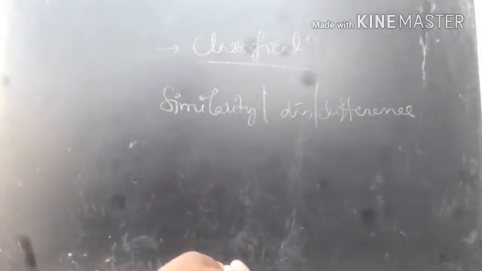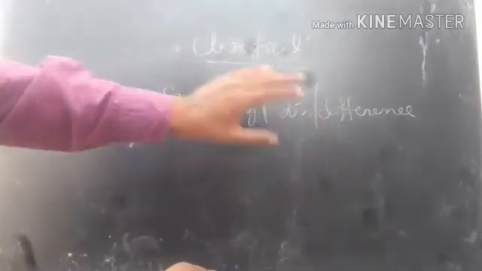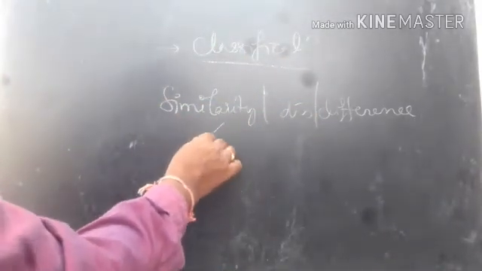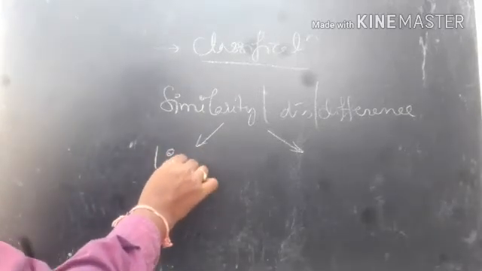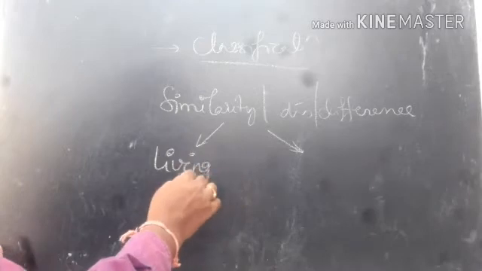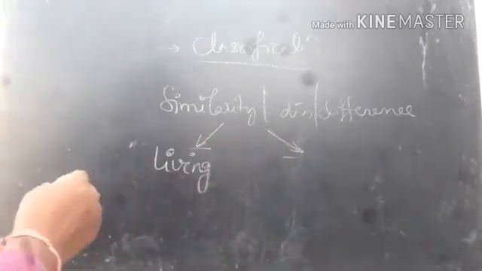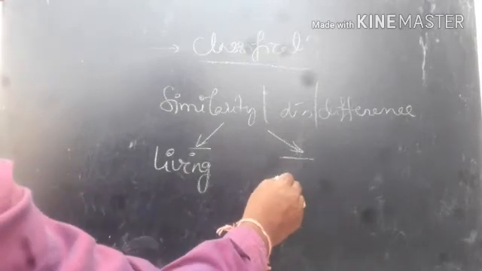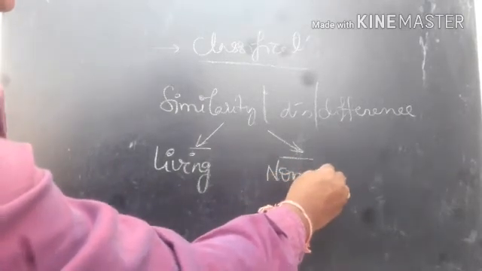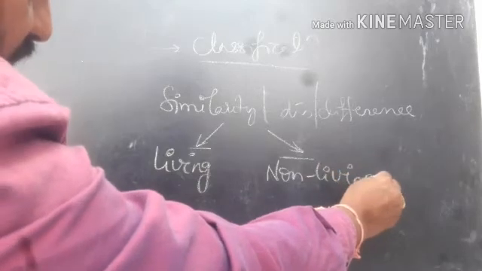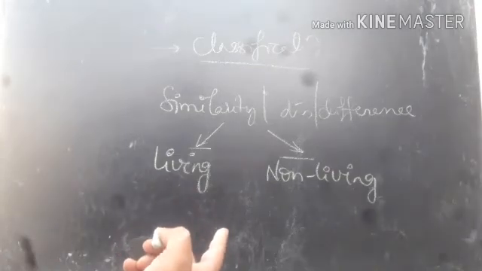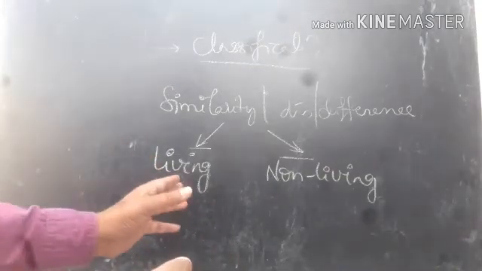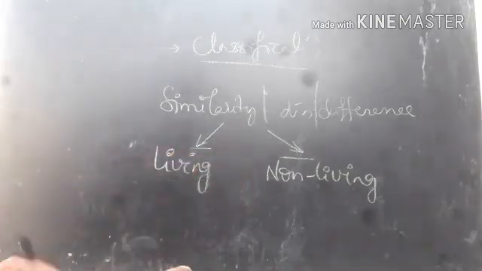Now when you come to classification, in nature there are two types of things. I think I already explained this to you. What are they? Number one, things with life, called living things, and the other are non-living objects, meaning they don't have life. Objects with life are called living, objects without life are called non-living. So majorly we can divide the objects into two types: living and non-living.